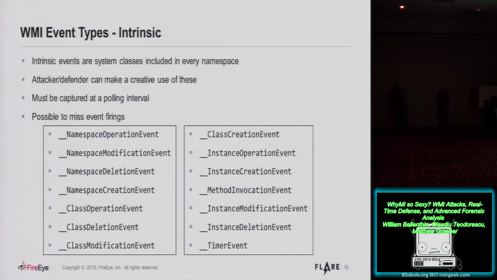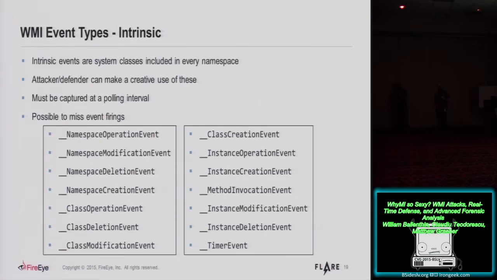Oh, and permanent WMI events, yes, they all run in the system context. Pretty cool. All right, two types of events, intrinsic. In WMI, you have a bunch of namespaces, all right? And there are classes hierarchically organized within each one of those namespaces. Within each WMI namespace, you have a bunch of these types of events.